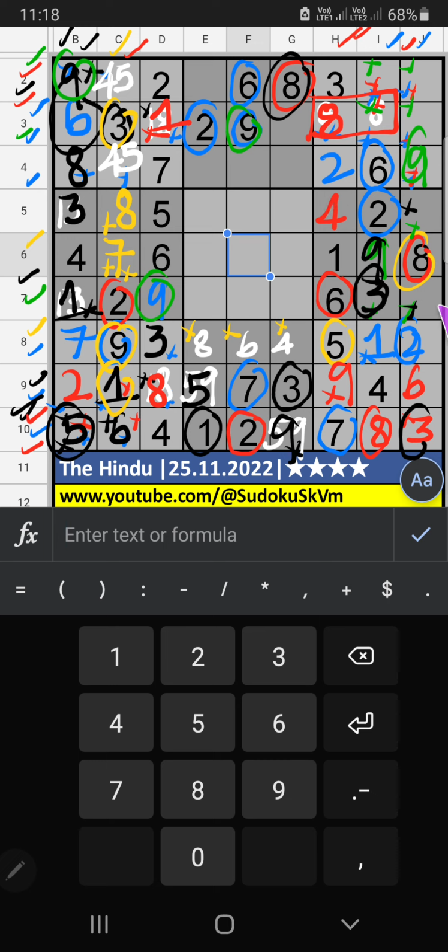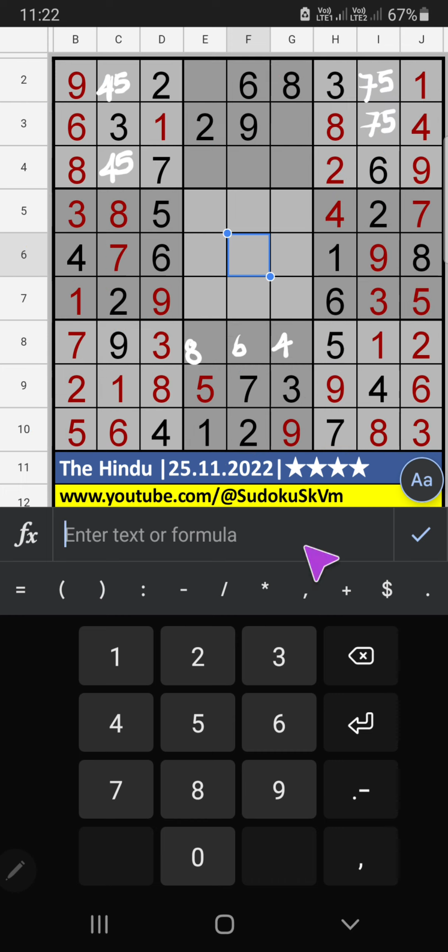Then 6th grid, 2 numbers are remaining, 5 and 7. 5th row, we have 5. So 5 can't come in the cell. 5 is confirmed here. Then 7 is here. Column J, 2 numbers are remaining, 1 and 4. Third row, we have 1. 7 can't come in the cell. 1 is confirmed here. Then 4 is here. Then third grid, 2 numbers are remaining, 7 and 5. It will come in another 2 cells. We will confirm later.